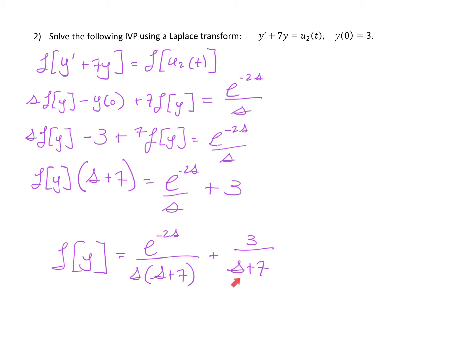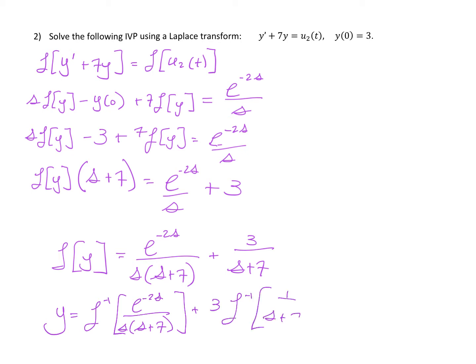Okay, now this one is a straightforward inverse. I can take the inverse Laplace of this pretty quickly and easily. This is just the 3, think of it as a coefficient, 1 over s plus 7. The inverse Laplace of that would be e to the negative 7t. Okay, so let me just write that out. So y is going to be the inverse Laplace of e to the negative 2s over s times s plus 7 plus 3 times the inverse Laplace of 1 over s plus 7.